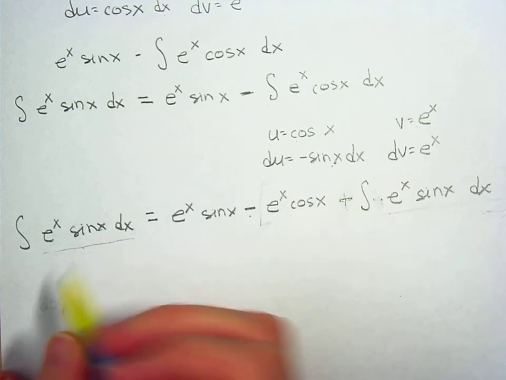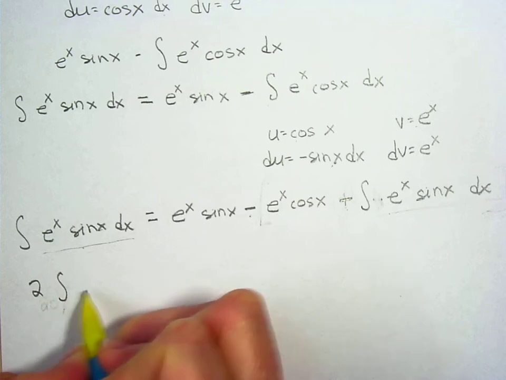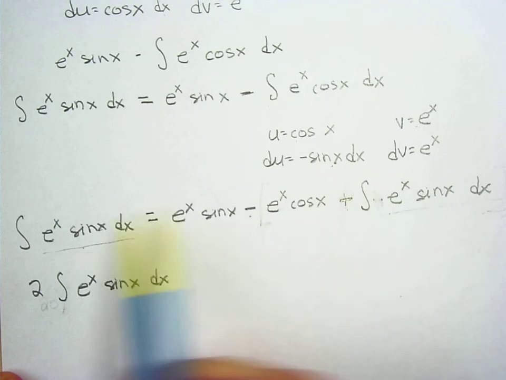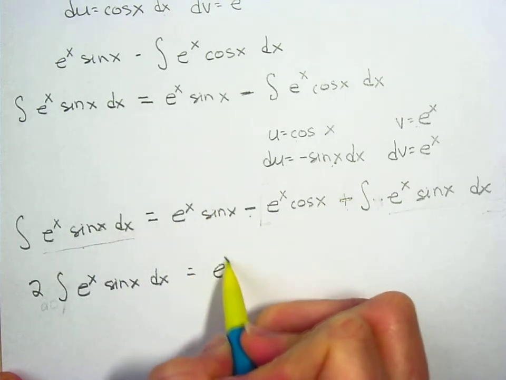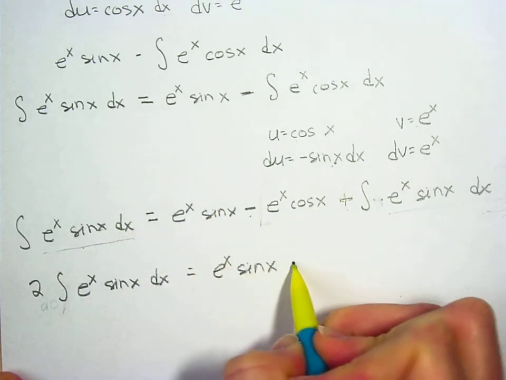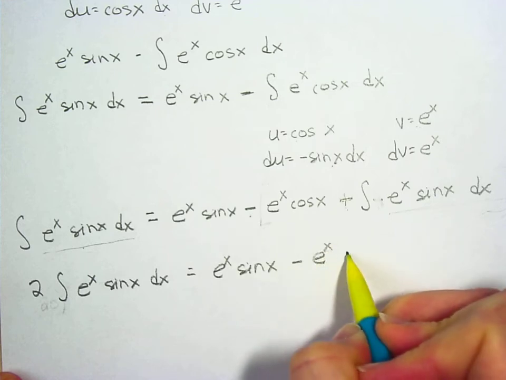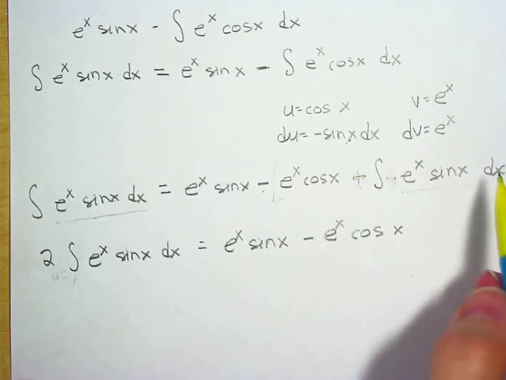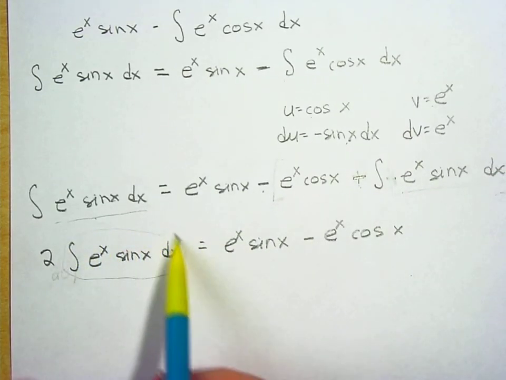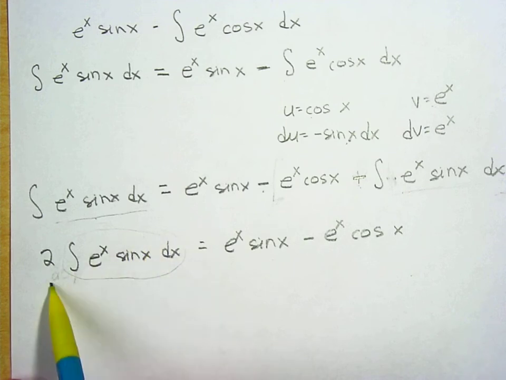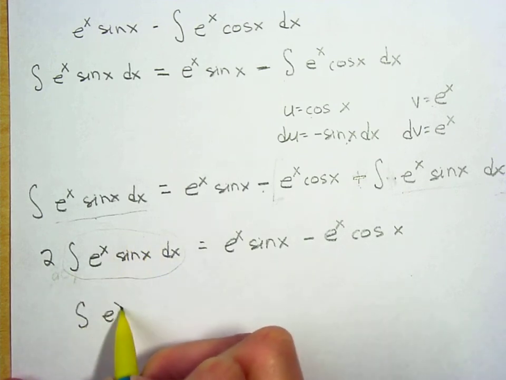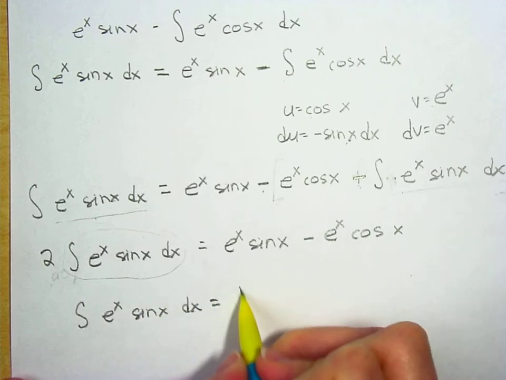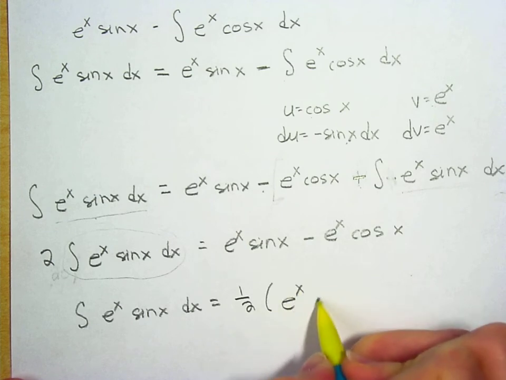So over here, I would have 2 times the integral of e to the x sine of x dx, because I'd be adding these two together, equals e to the x sine of x minus e to the x cosine of x. This is gone. Now look, this is what I was originally trying to solve for. If I divide both sides by 2, I have my answer. So I'm going to have 1/2 times all of this.